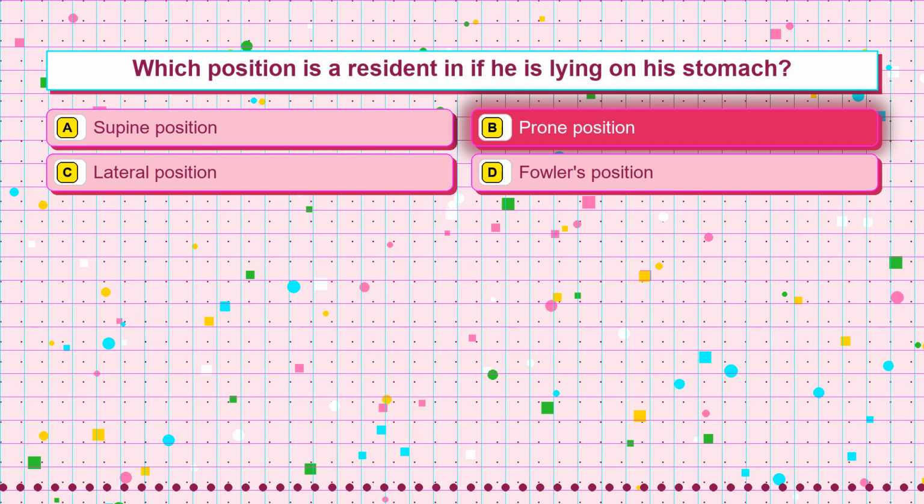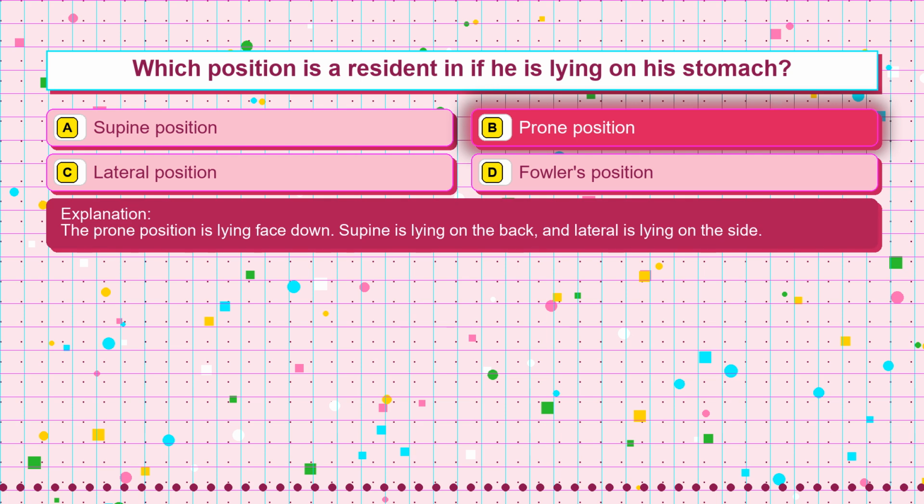The correct answer is option B. Prone position. The prone position is lying face down. Supine is lying on the back, and lateral is lying on the side.